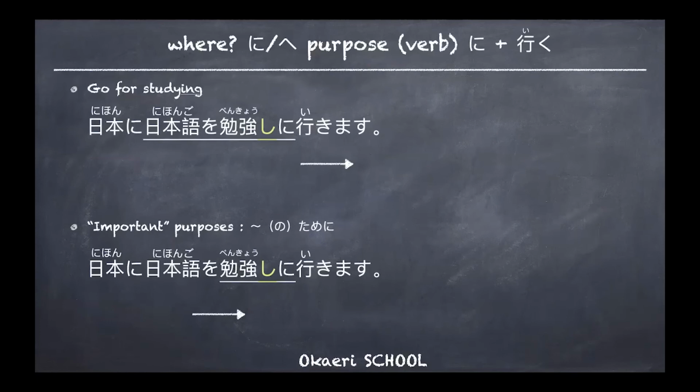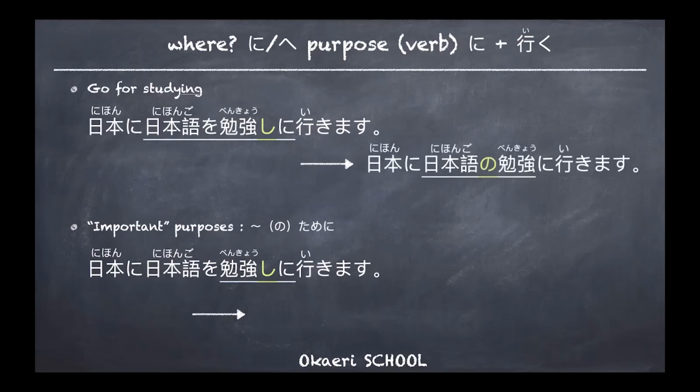Well, when you want to say, like, go for studying, go for shopping, like a noun, instead of a direct verb like to go to study or to shop, when you put studying as a noun, in Japanese that would also change. 日本に日本語勉強しに行きます。How do we change this? 勉強に行きます。You just drop the し part, the する part, the verb part. You drop it, but you have to be careful here because you have to make the whole noun.